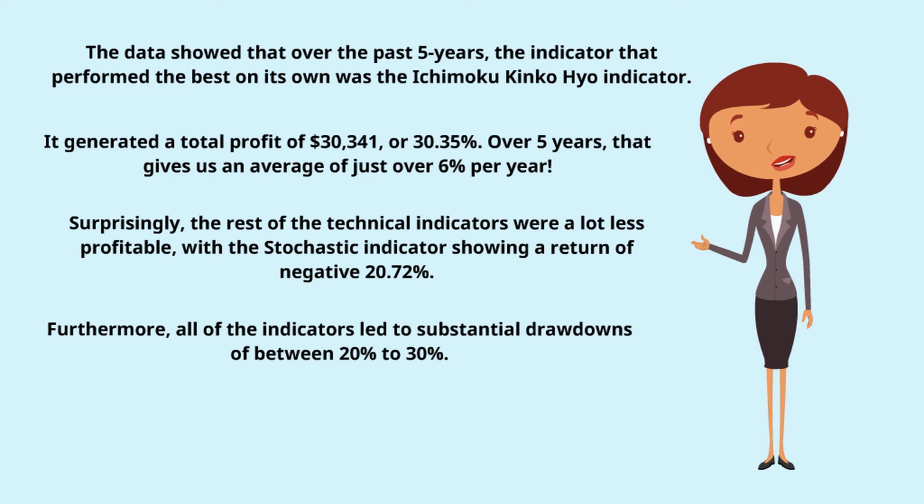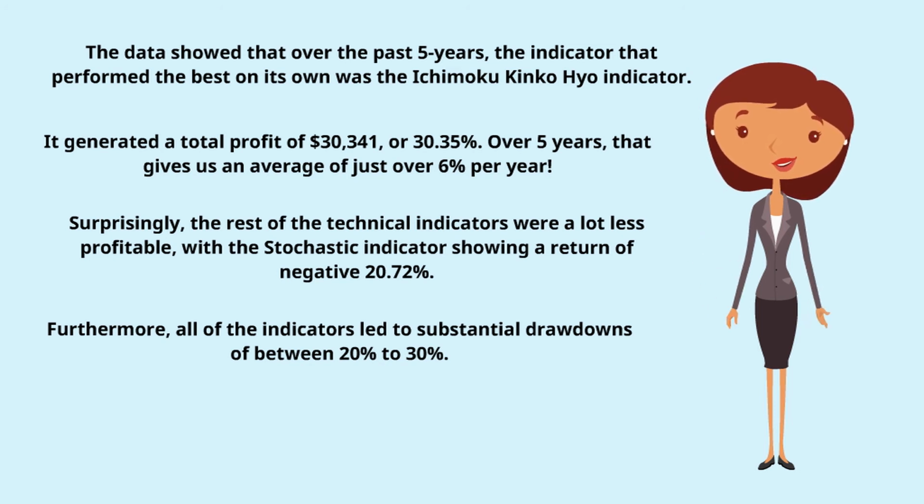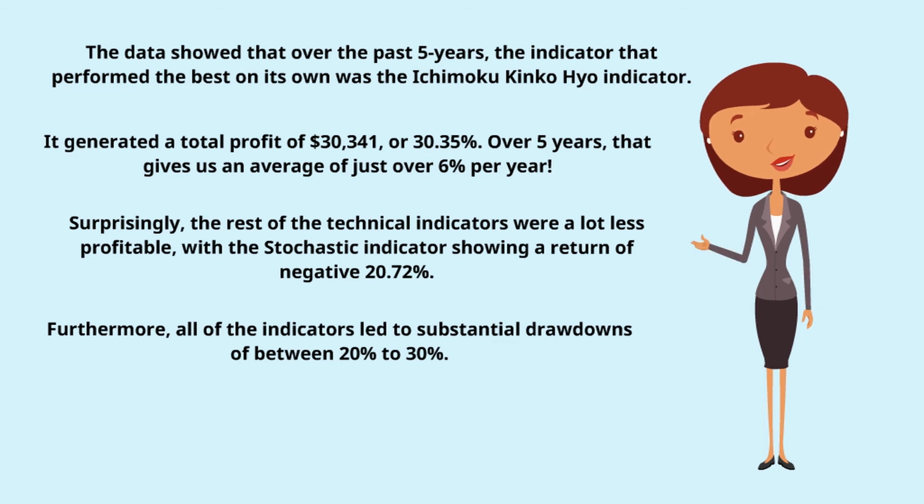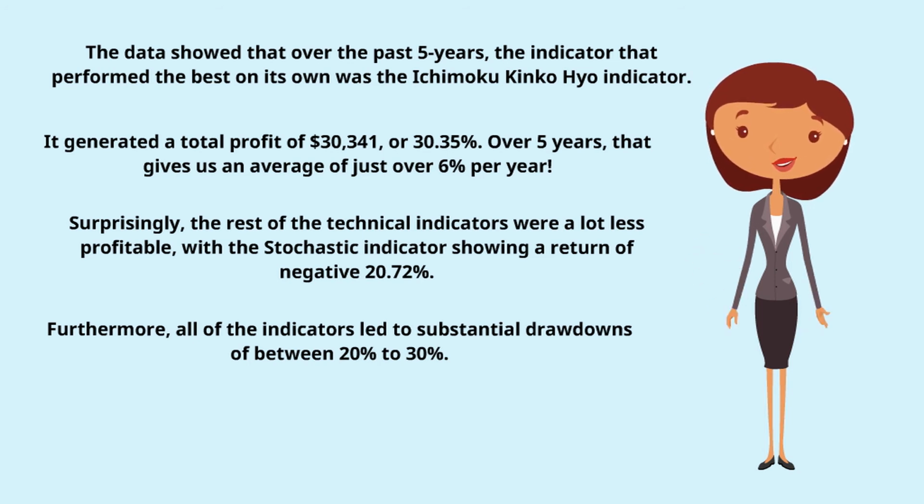The data showed that over the past 5 years, the indicator that performed the best on its own was the Ichimoku Kinko Hyo indicator. It generated a total profit of $30,341, or 30.35%. Over 5 years, that gives us an average of just over 6% per year. Surprisingly, the rest of the technical indicators were a lot less profitable, with the stochastic indicator showing a return of negative 20.72%. Furthermore, all of the indicators led to substantial drawdowns of between 20% to 30%.